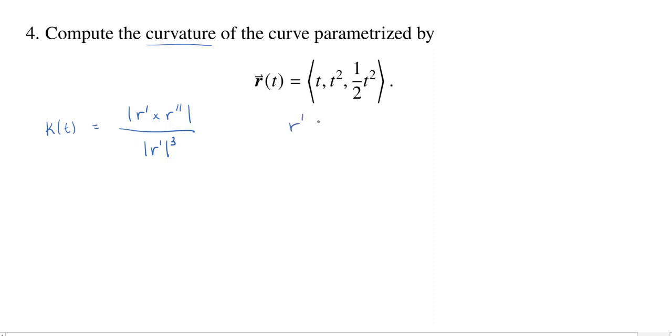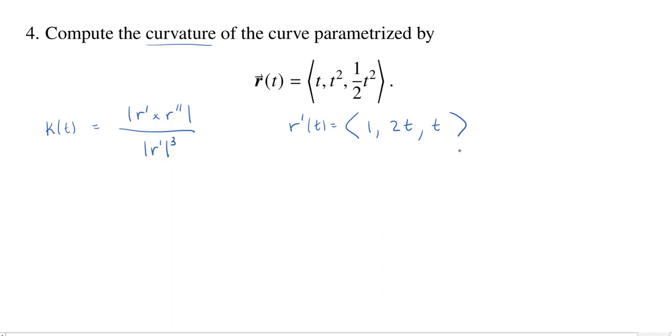How about we start with r prime. So r prime of t, we're just taking the derivative component by component. The derivative of t with respect to t will be 1. The derivative of t squared is 2t. And the derivative of 1/2 t squared is just t.